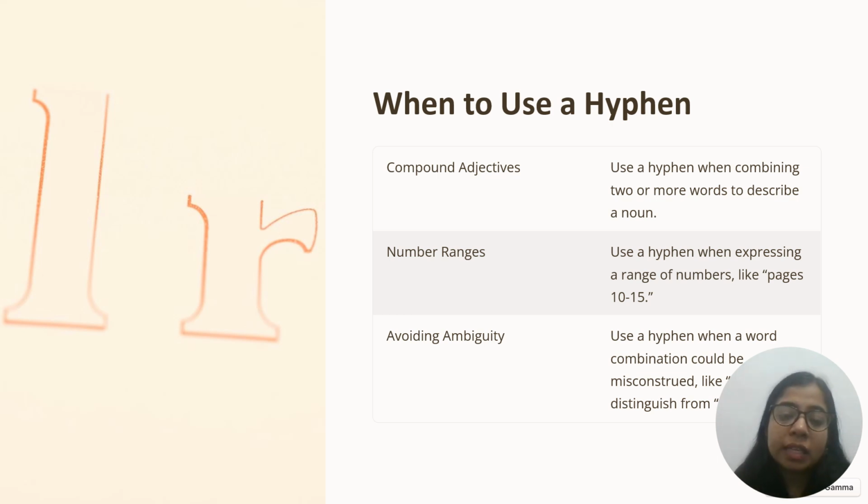Okay. Next is number ranges. Like when you print a page, when you print pages from 2 to 6, you put 2/6. Okay, then avoiding ambiguity. You have to avoid the ambiguity, meaning the confusion, when you're using the slash.